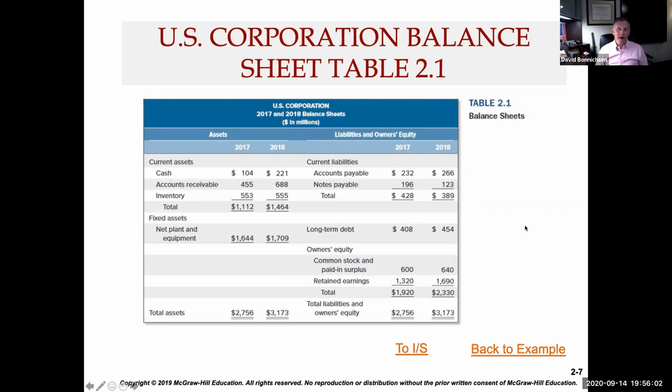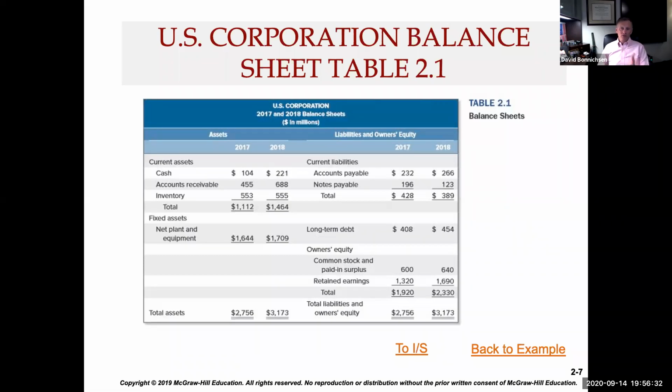Okay, if accounts payable goes up, that means we're taking longer to pay our bills, which means we're keeping more of our cash to ourselves, right? So that is a source of cash. If accounts payable goes up, we're managing our cash more effectively. Maybe we negotiated better terms with our suppliers, and we're taking longer to pay our bills, meaning we're holding on to our cash for a longer period of time. Therefore, it's a source of cash, right?